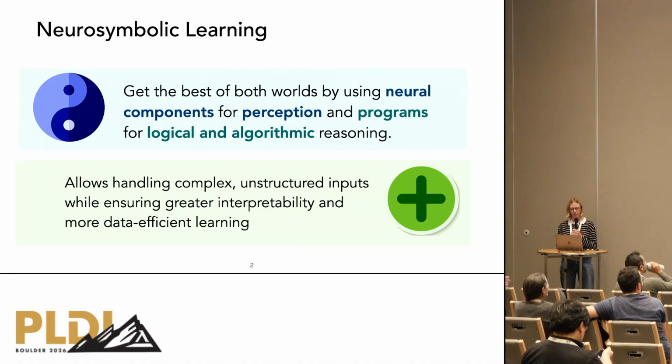Neurosymbolic learning is a paradigm that combines the flexibility of neural networks with the precision of symbolic reasoning. In particular, neurosymbolic programming languages use neural models to process unstructured data like images or text, and symbolic constructs to reason over the resulting predictions in a compositional and interpretable way.